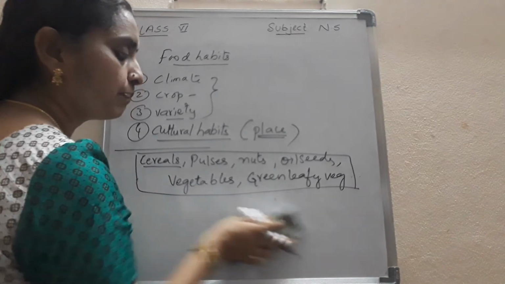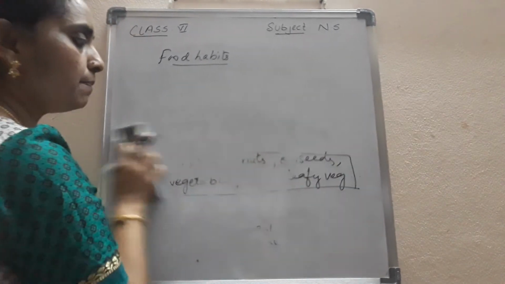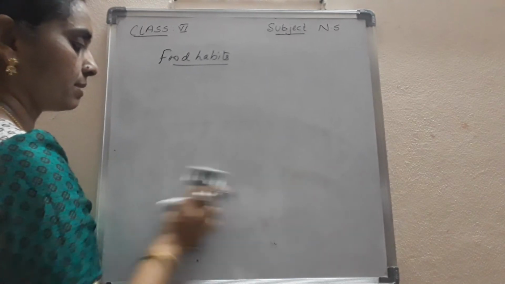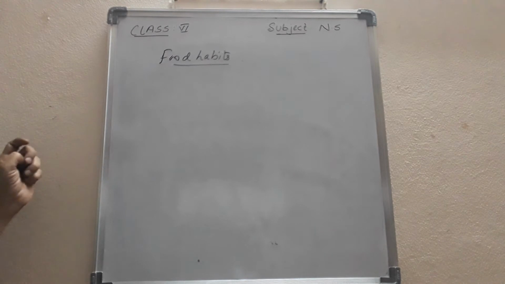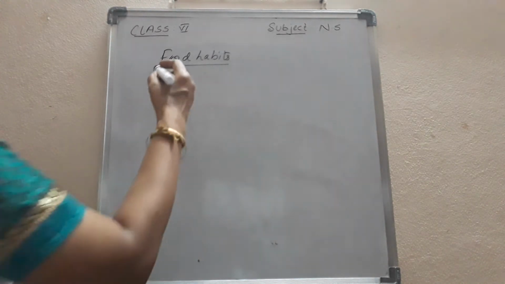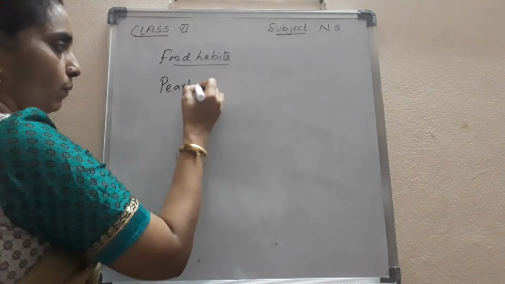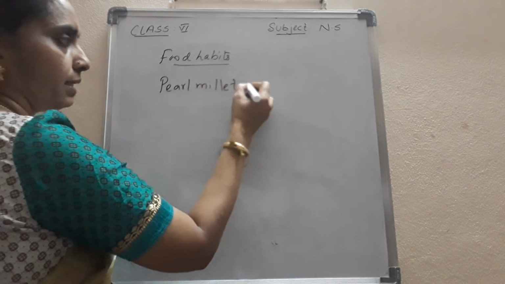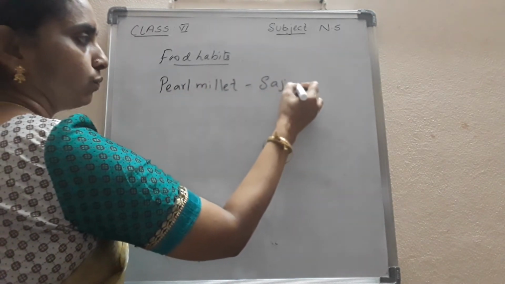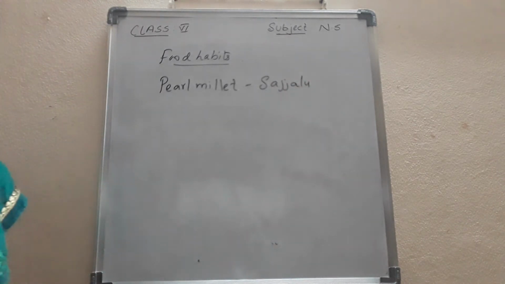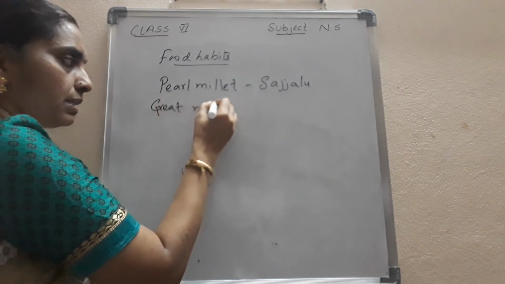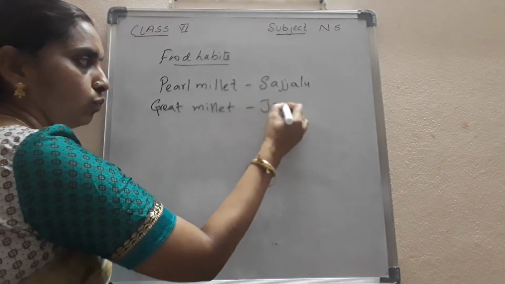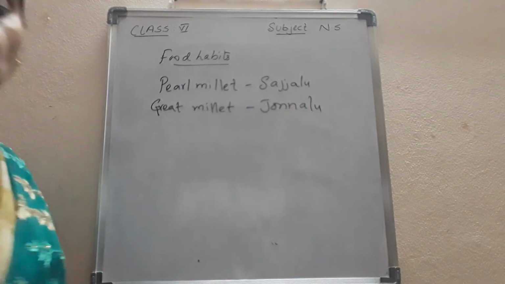I'll tell you now the names of the different millets, the local name and the English name that is given to it. Pearl millet is called sajjalu. What is it called, children? The local name is sajjalu, pearl millet. Great millet is called jonnalu, children.